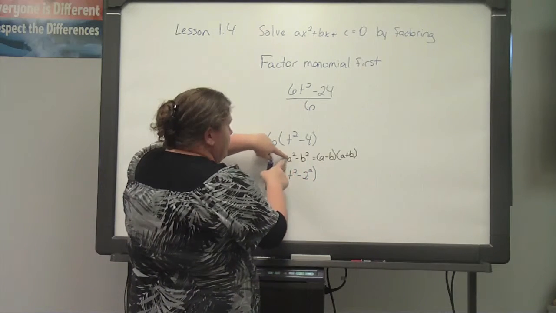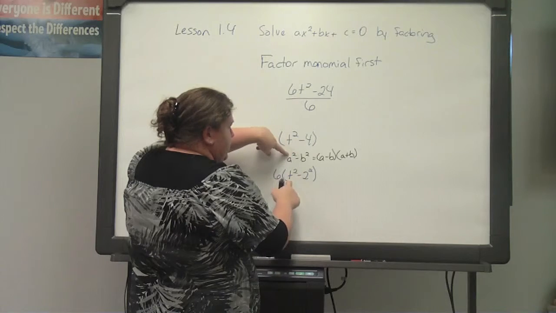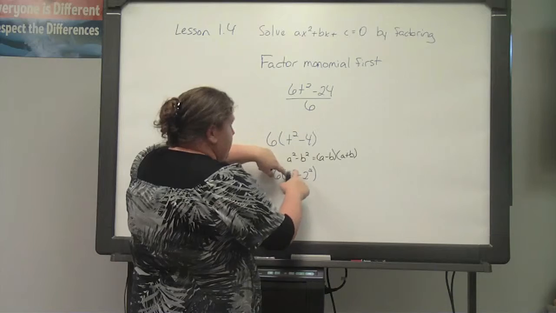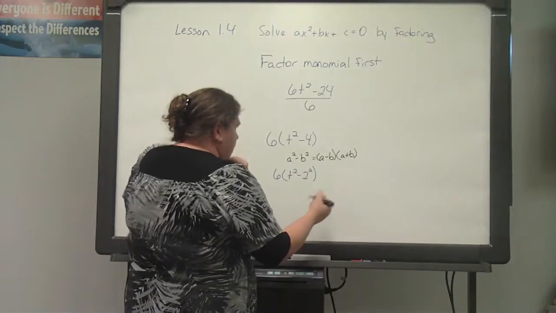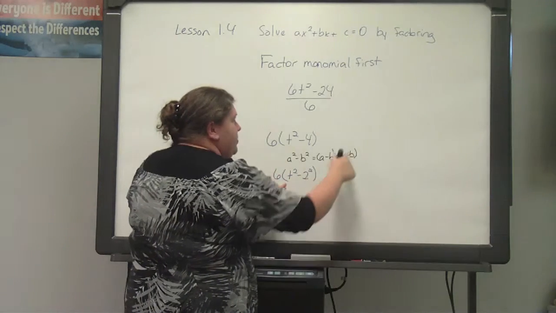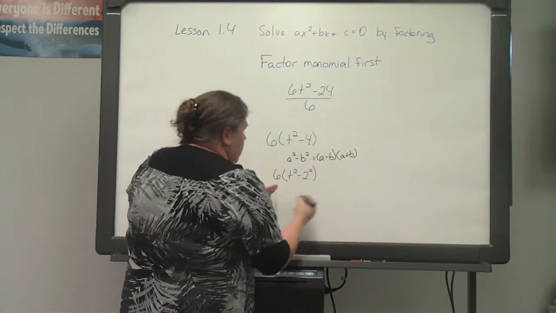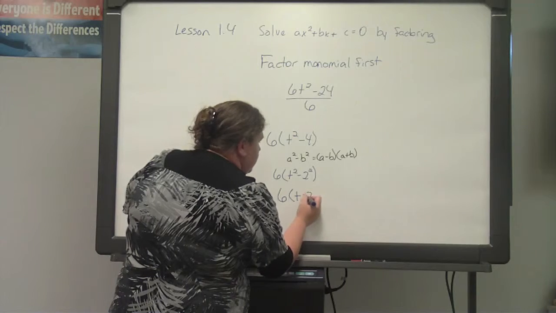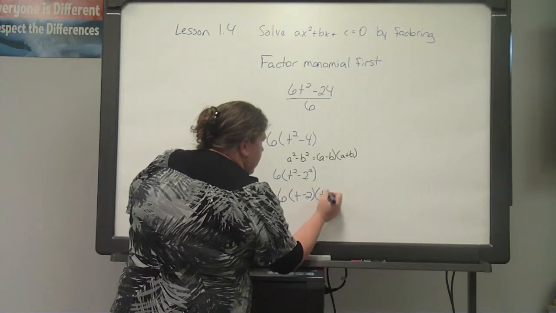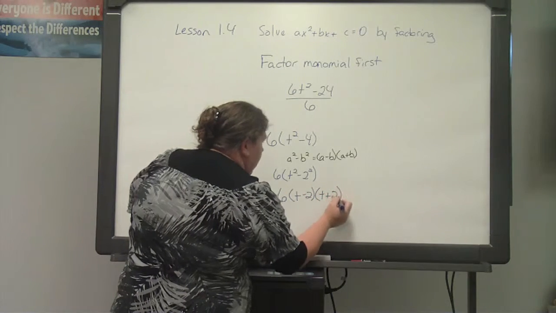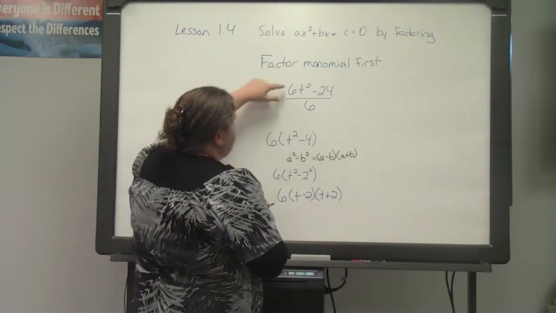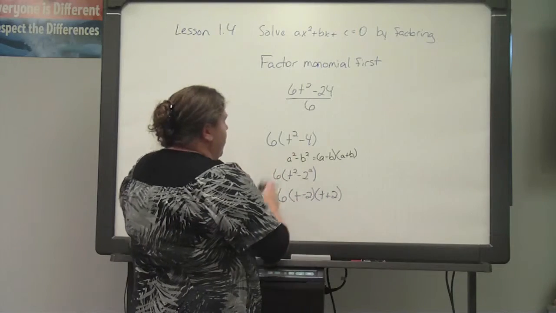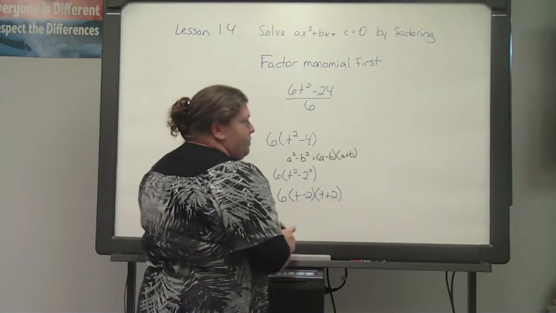And so now I can see my a squared, which is t squared, and my b squared, which is 2 squared. So I can rewrite this into this form. So I will say 6 times t minus 2 times t plus 2. And I have now factored 6t squared minus 24 by factoring a monomial first and then using a special pattern.